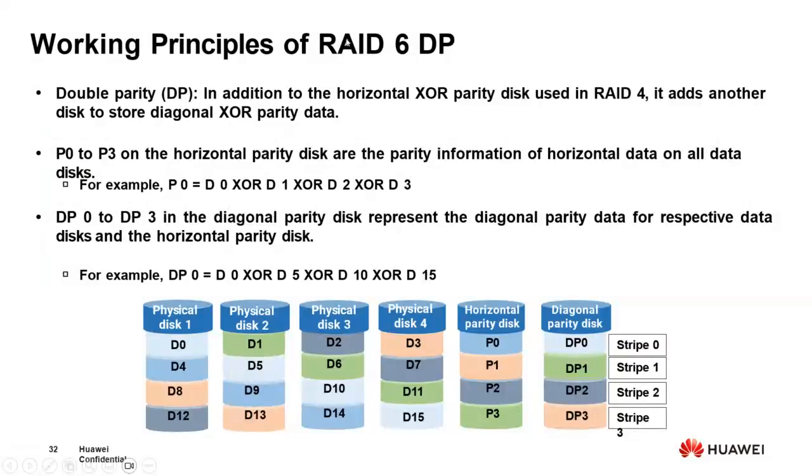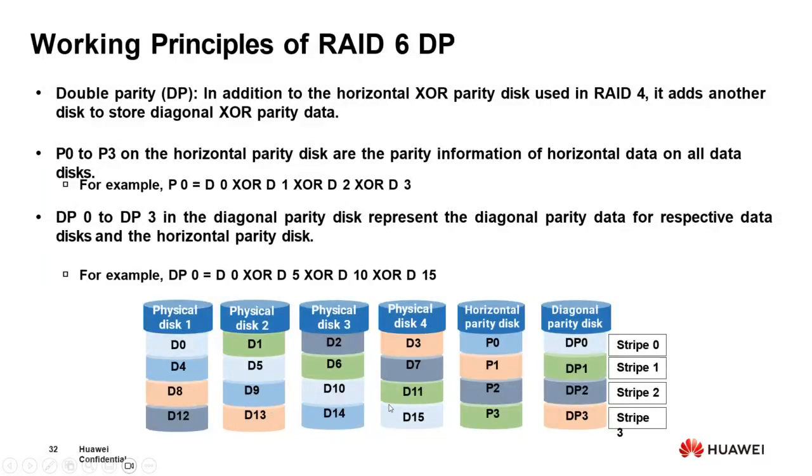Working principles of RAID 6DP. That's another RAID called 6DP. RAID 6DP simply means RAID 6, but double the parity. Double the parity. That's DP. Double the parity is what is called DP. So let's look at it. What you have: parity checks 0 to 3. Now look at it.